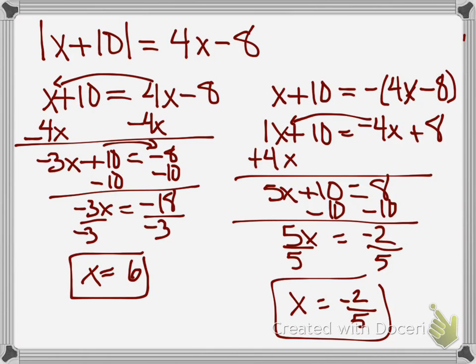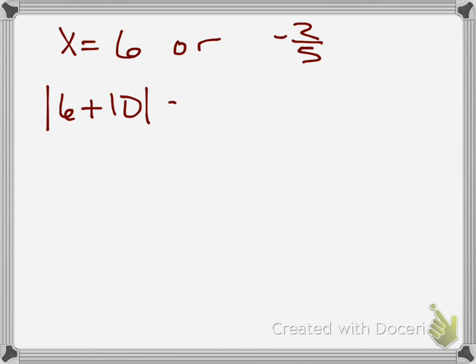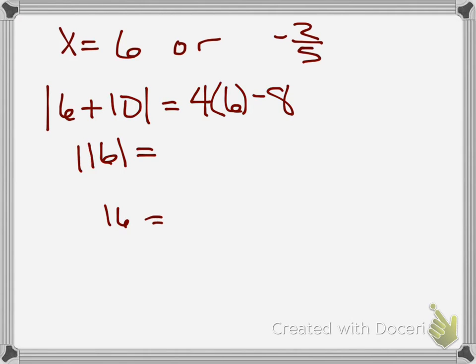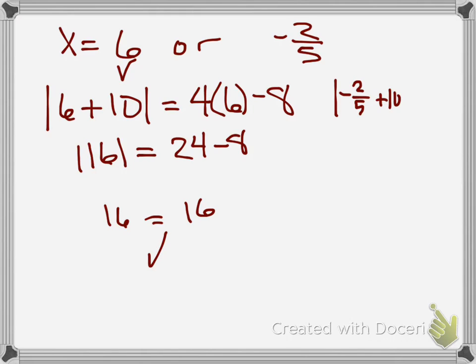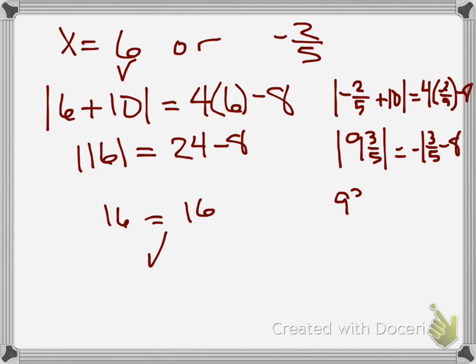So the question then becomes, are they? You need to check your work. So here we go back, and we're going to put 6 and negative 2/5 in place of the x. So notice here how I'm working this out. And on the one that was 6, I get the same answer on both sides. Left and right, I get the answer of 16. So that works. Now look at the one on the right. I'm going to have the absolute value of negative 9 3/5 minus 9 3.